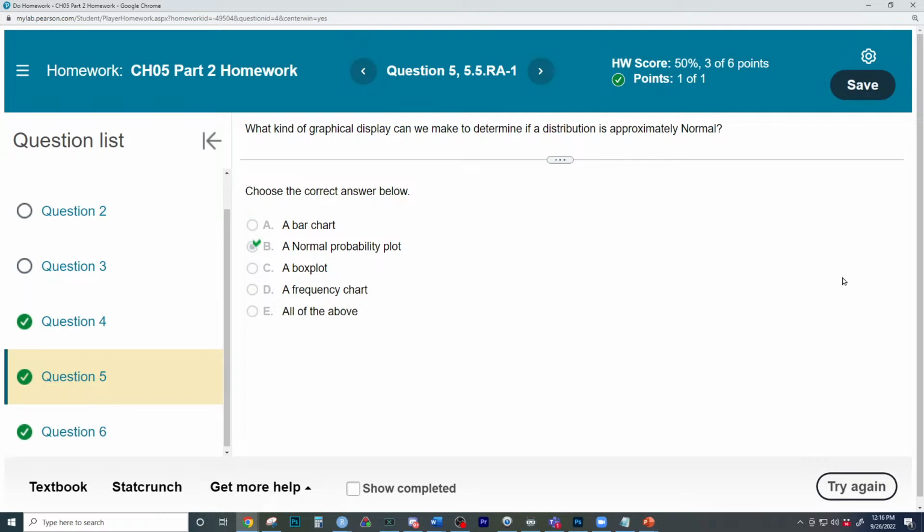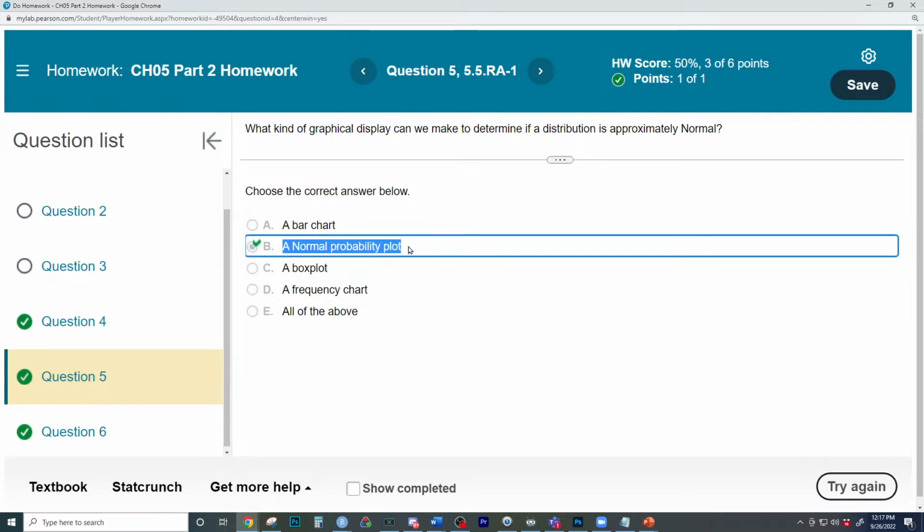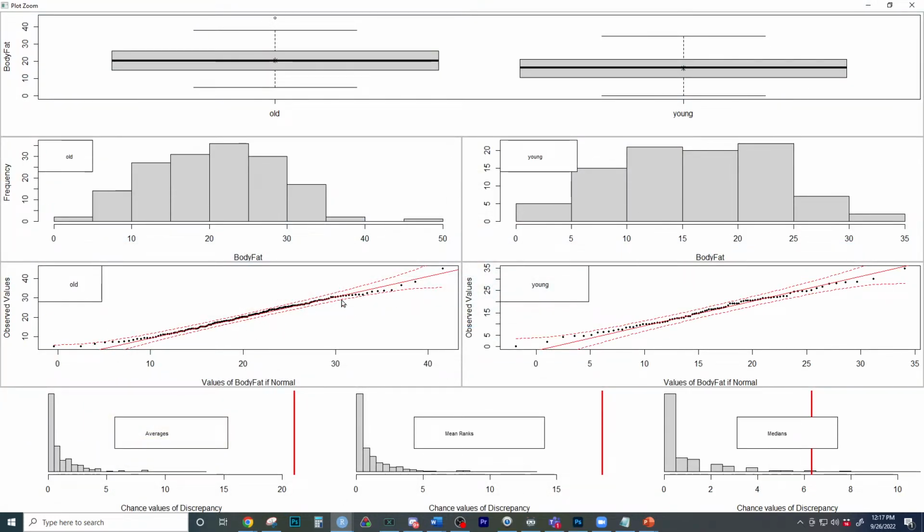This is why I'm like, this is heavily relevant. The best data, not quite. The histogram's all right, but the normal probability plot is going to be your number one right there. The normal probability plot, and this is the normal probability plot.